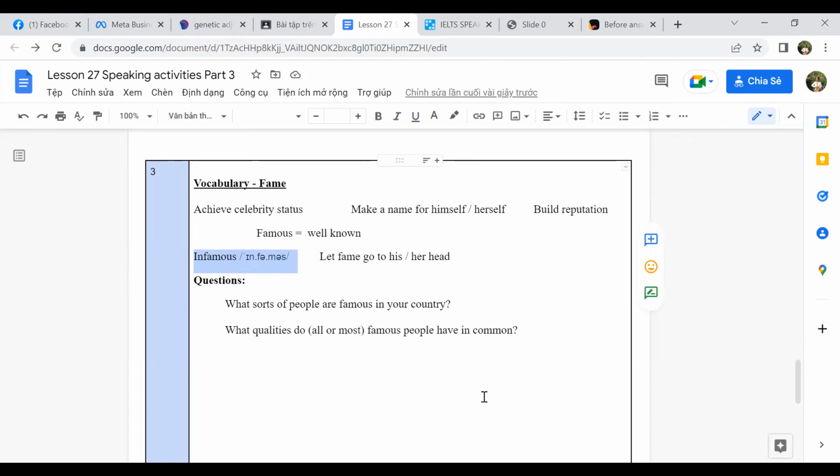So the word infamous, does it have a positive or a negative meaning? Negative meaning, in the meaning of opposite to famous. Exactly. So when you are famous, people know you for positive qualities, positive characteristics. But when someone is infamous, people know about him or her for bad or negative qualities, right? And I don't know why, but because of the internet, many young people today don't see the difference between being famous and being infamous.